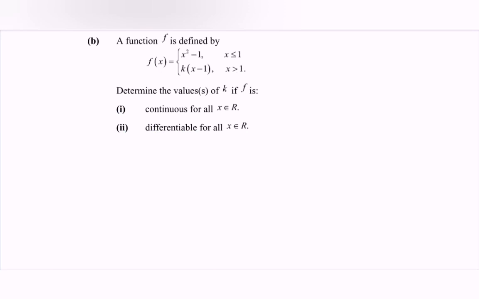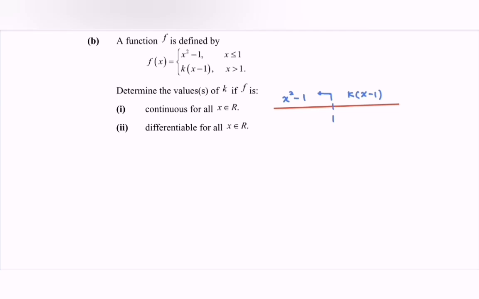Kindly refer to b. A function f is defined by the situation. Kindly illustrate the situation on a real number line. Here we have the value 1. For x less than or equal to 1, we have x squared minus 1. Next, for x greater than 1, we have k multiplied by x minus 1. So that is the situation.